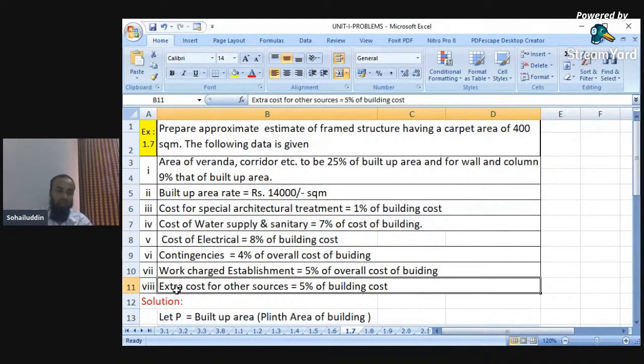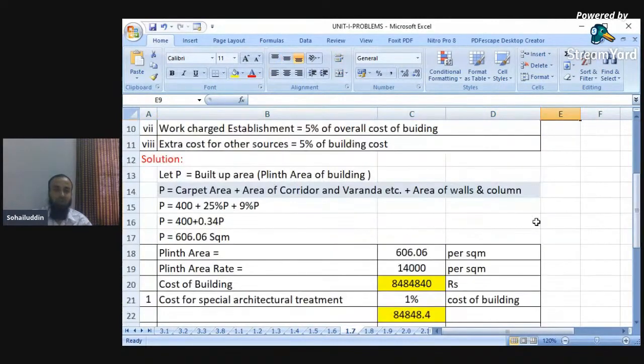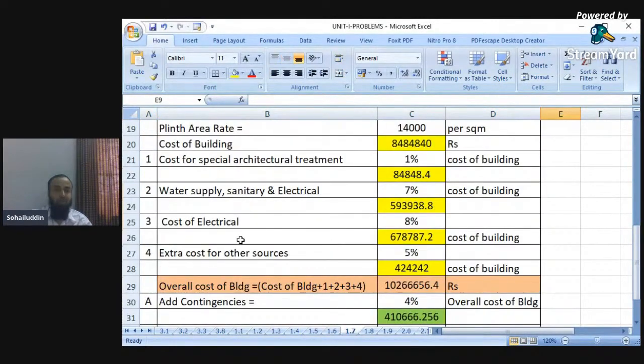But this last extra cost for other sources has been taken as 5% of building cost. That means it comes under the building cost. So we have taken this as 5% of the building cost. It is just to confuse, and it has been mentioned in the last. So 5% of this is nothing but again the cost of the buildings, that is 4 crores 24,242.